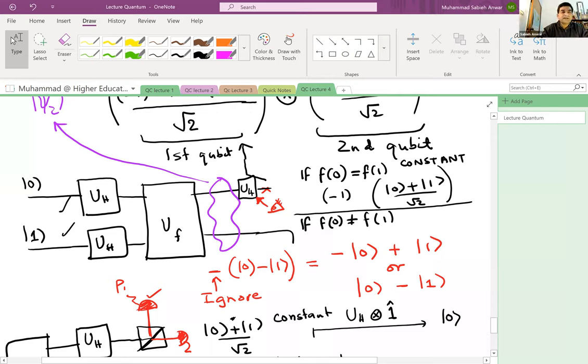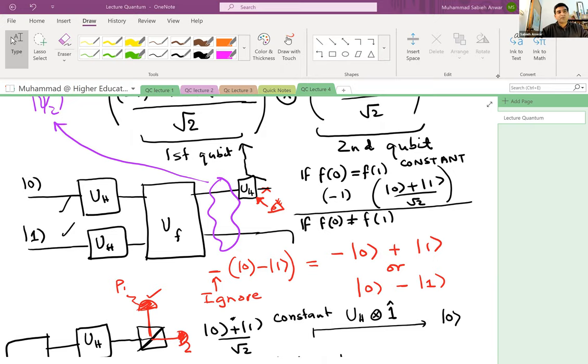And then you have to perform a measurement at the end. That measurement distinguishes between ket 0 and ket 1. It cannot distinguish between ket 0 plus 1 and 0 minus 1. So you have to massage your algorithm in such a way that your measurements can work. This is how the general scheme of a quantum computer really works.